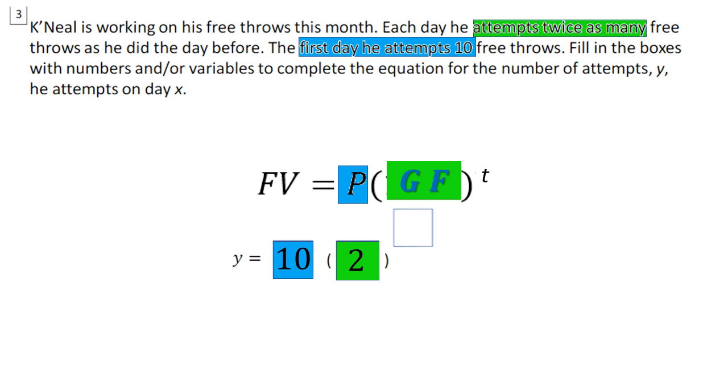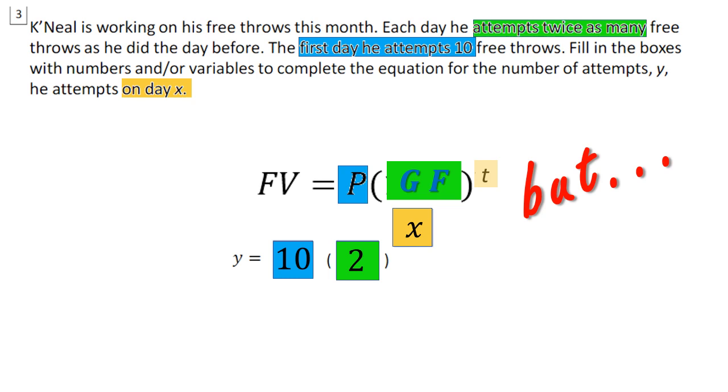So 10 times 2 to the whatever our exponent is, and that's going to be whatever the number of days is. So that's going to be our time, that's day x. Because it's whatever day x is. So 10 times 2 to the x power. And I really like this as an answer, but it might not be the answer they're looking for. It might be.